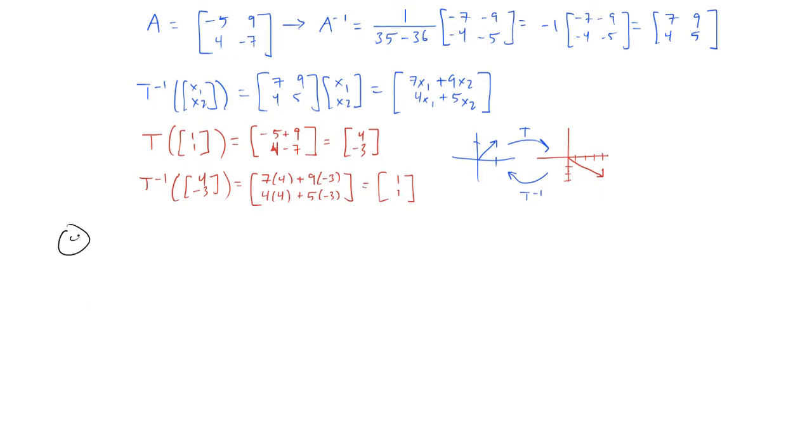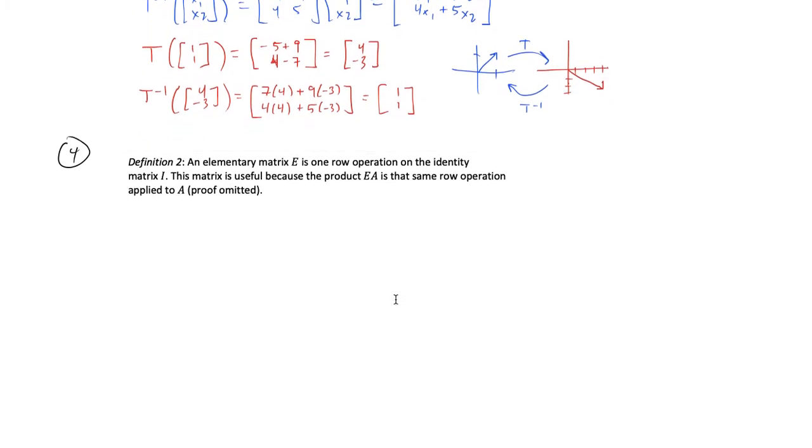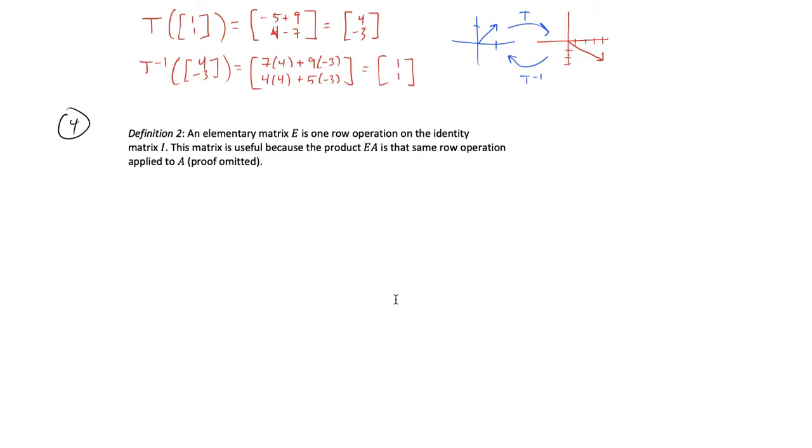Okay, now we're going to look at this really interesting matrix called an elementary matrix. Here's the definition. An elementary matrix is one row operation on the identity matrix. And this matrix is useful because the product of the elementary matrix and a matrix A is that same operation applied to A. Let me show you with an example.